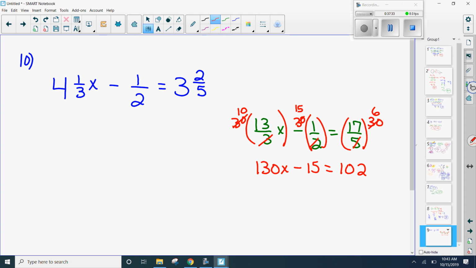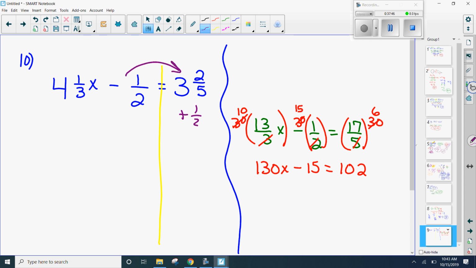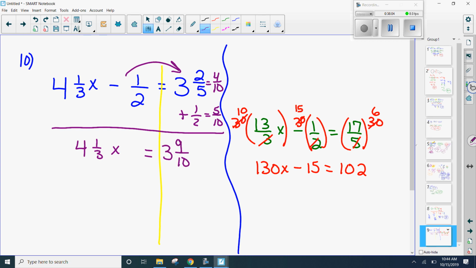If not, we come back over here. Both sides are simplified, so I want to move the negative 1/2 over, making it positive 1/2. So you have 4 1/3 x is equal to, you get the common denominator of 10, which makes it 5/10. This becomes 4/10, which gives you 3 9/10 when you add them together, I do believe.